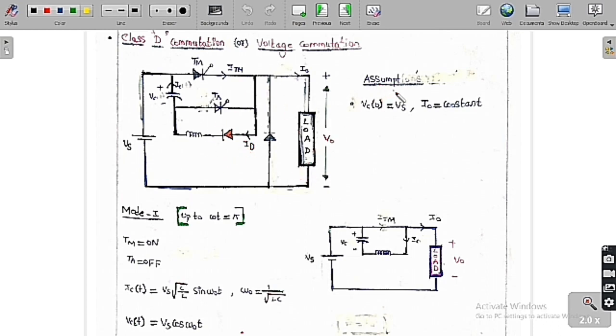Before that, let me take some assumptions. The capacitor initial voltage is equal to the supply voltage, and I0, the load current, is constant. These are the two assumptions that I am going to consider: the initial capacitor voltage is equal to the supply voltage and the load current is always constant with respect to time. With these two assumptions, now we are going to analyze this circuit.